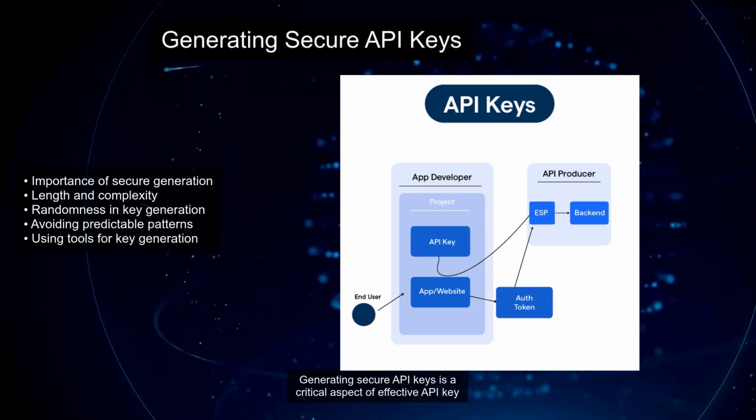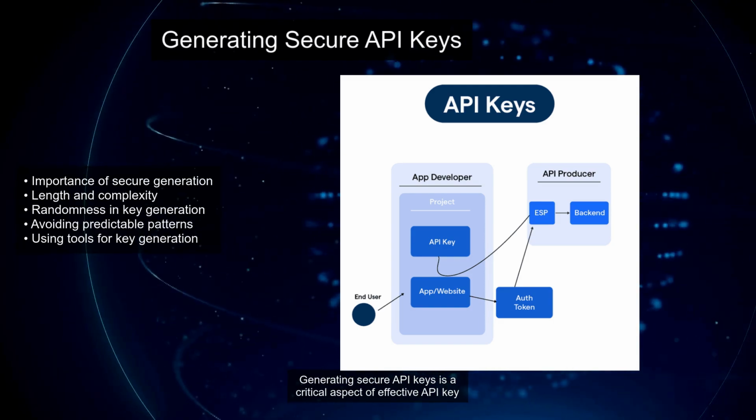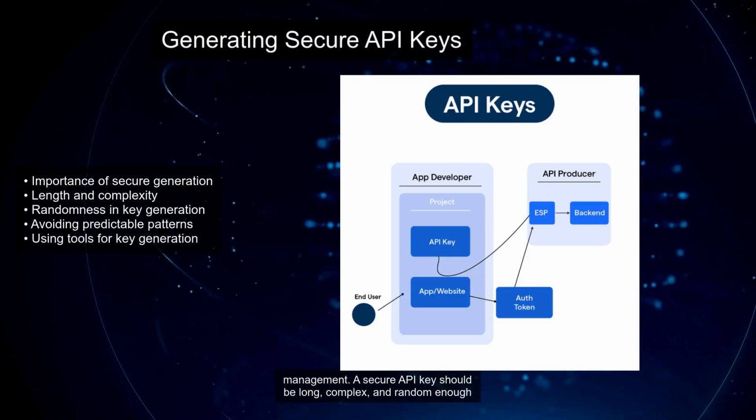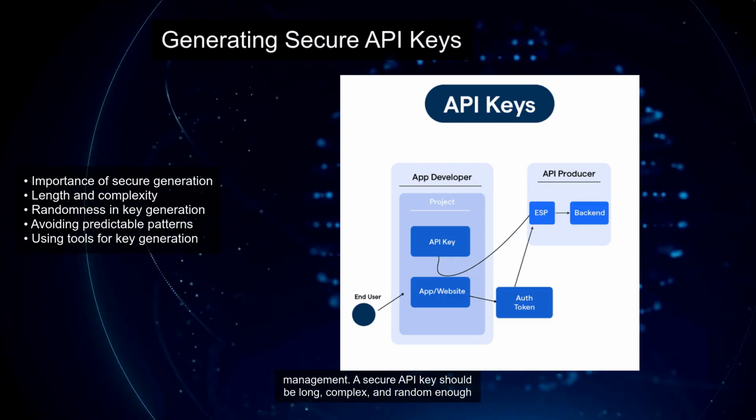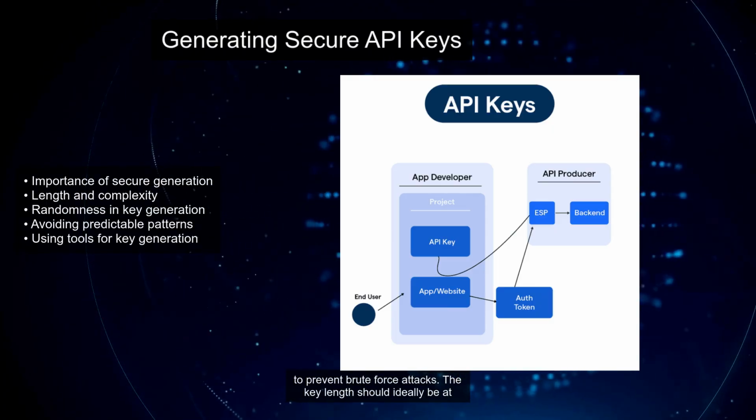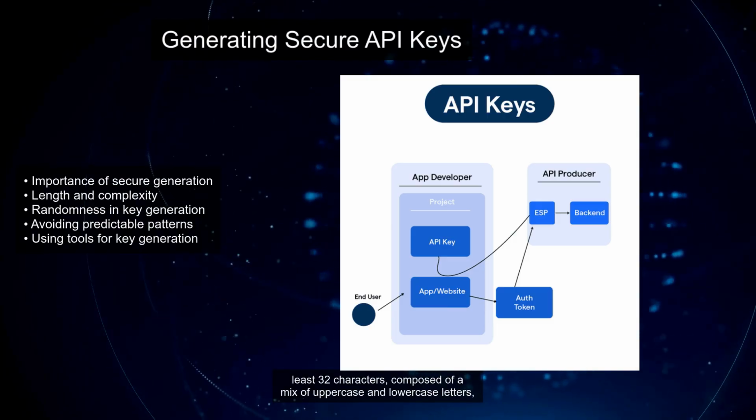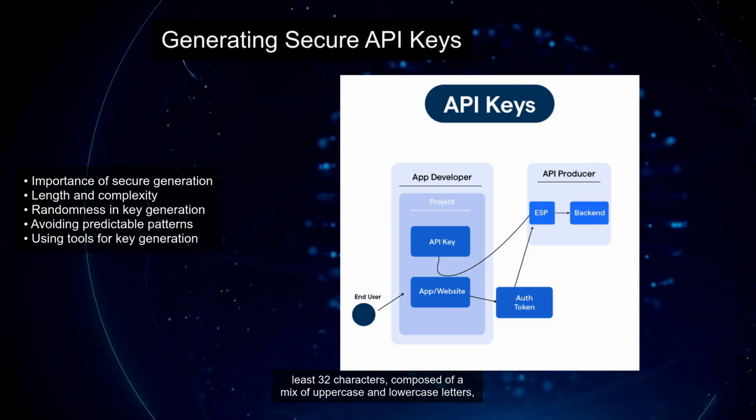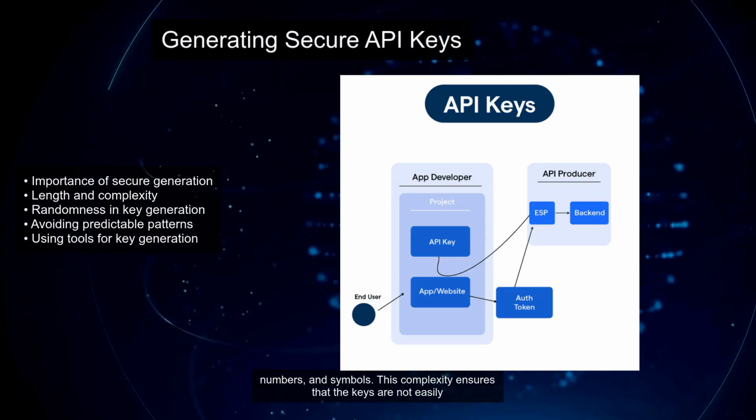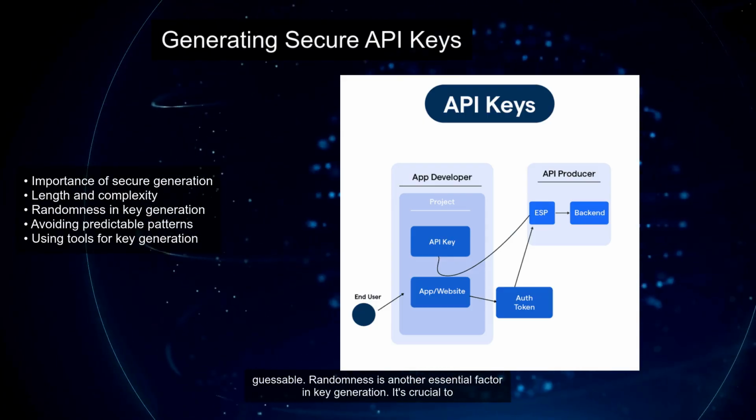Generating secure API keys is a critical aspect of effective API key management. A secure API key should be long, complex, and random enough to prevent brute force attacks. The key length should ideally be at least 32 characters, composed of a mix of uppercase and lowercase letters, numbers, and symbols. This complexity ensures that the keys are not easily guessable.